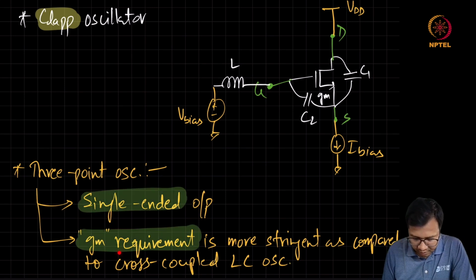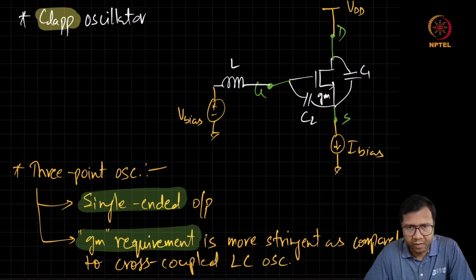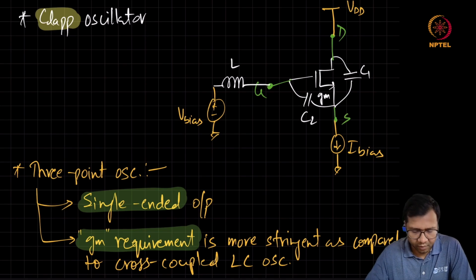To understand the second point, where we are claiming the GM requirement is going to be more stringent as compared to the cross-coupled LC oscillator, let us try to redraw the equivalent circuit of this 3-point oscillator.